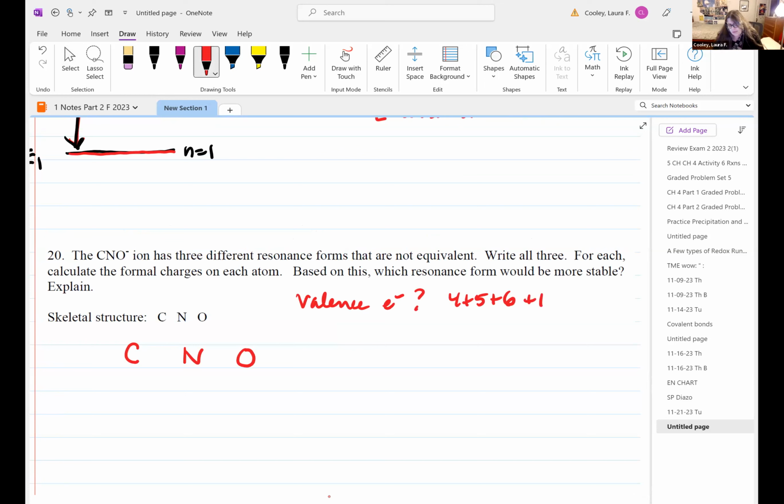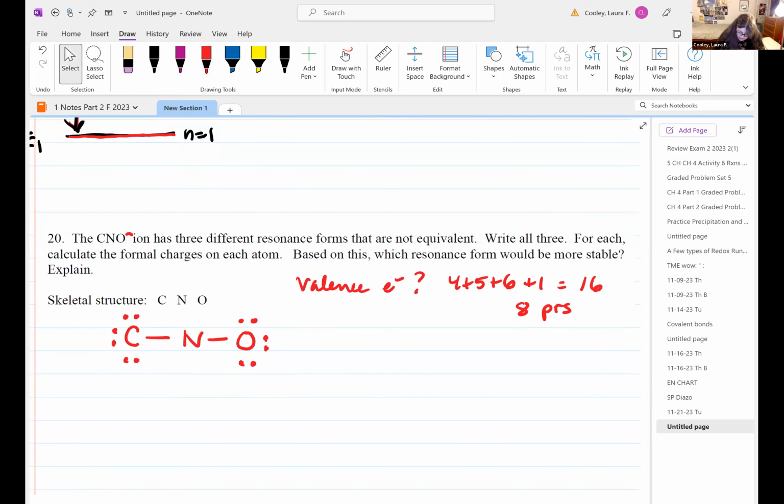I knew something was wrong because I was getting an odd number, right? 4 plus 5 plus 6 is 15. You can't divide that by 2. So I thought, and then I realized we forgot the negative charge here. Okay. So it's 16. So that's 8 pairs. 1, 2, 3, 4, 5, 6, 7, 8. Okay.